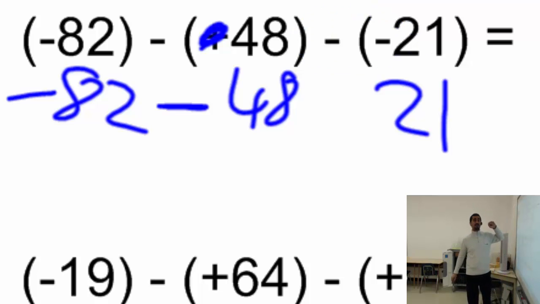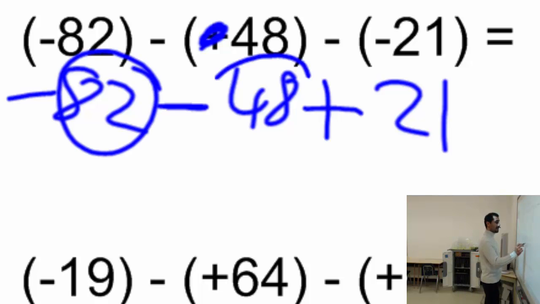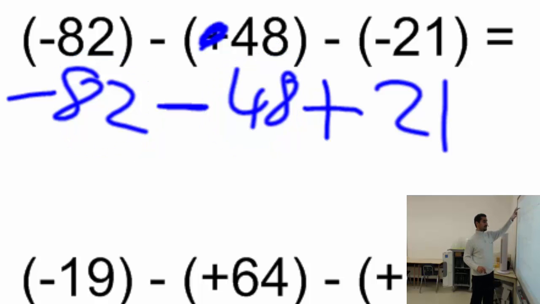Two negative signs next to each other will give you a positive sign, remember that. So you're going to have a positive sign here. Now let's just do what we are good at. Which one is the biggest here? 82 is the biggest, so I'm going to write down a minus sign here. And the signs are the same, so I'm going to add both of them and go up.